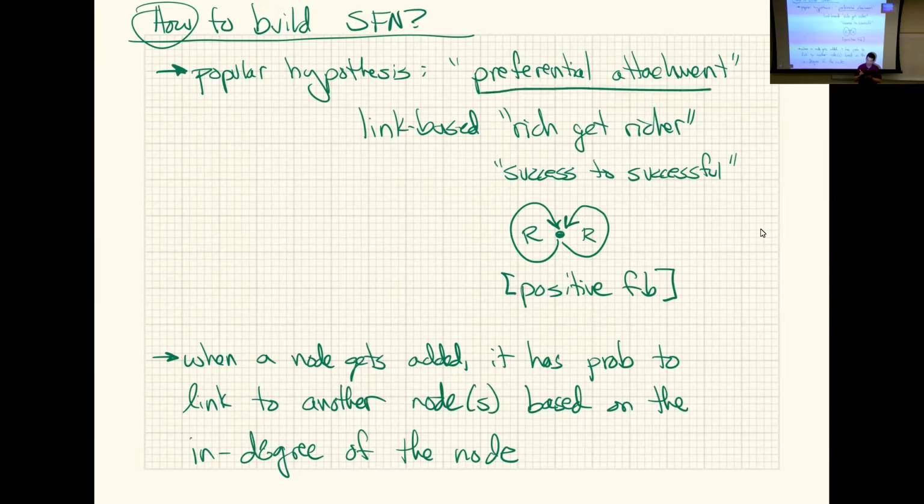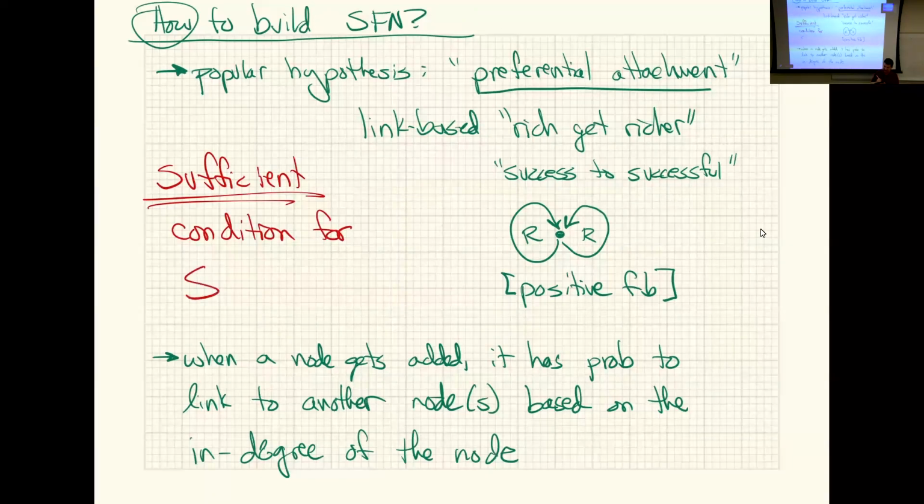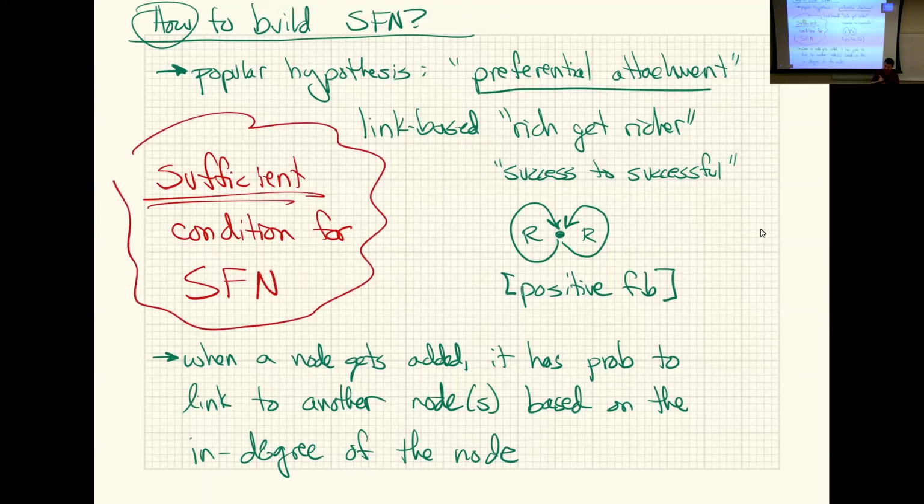And you can show that if you grow networks in this way, then this is a sufficient, not necessarily necessary, but sufficient condition for scale-free networks. So there are many other ways to build scale-free networks, but this is one way to build them.